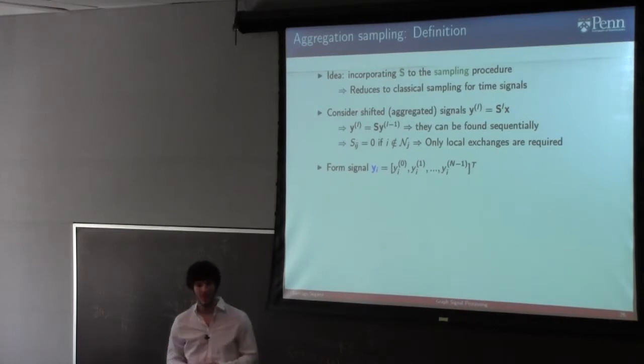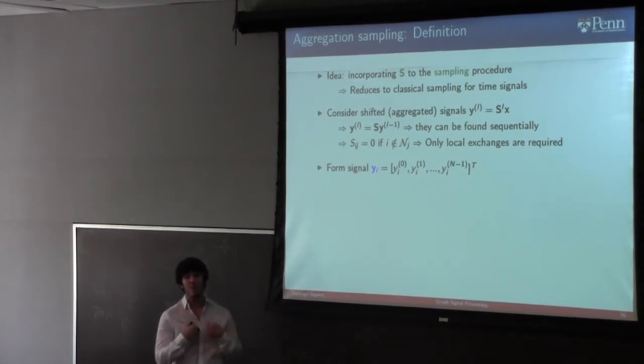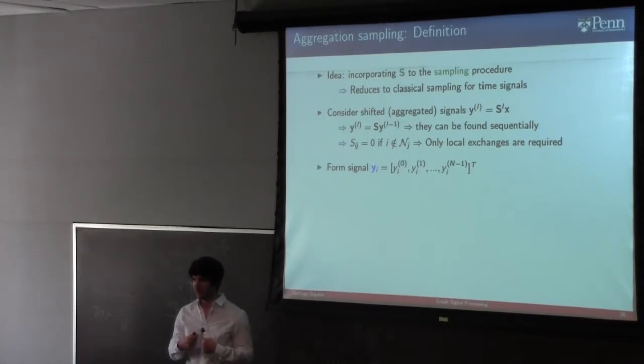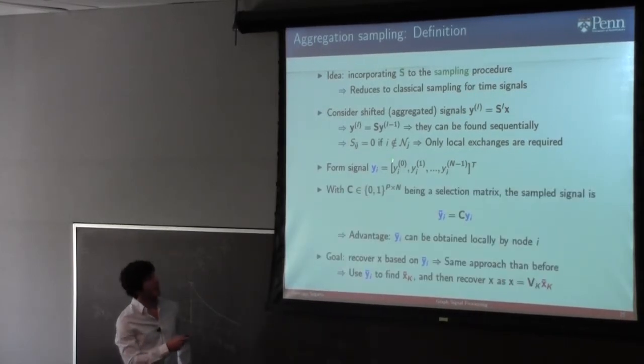I see locally. And then the question is, can I, being a single node, recover the whole graph signal, the whole x, by sampling the things that I saw? Not sampling the graph at different points, but standing in one point and applying the shift successively. Right? So the idea would be to sample this using a selection matrix.